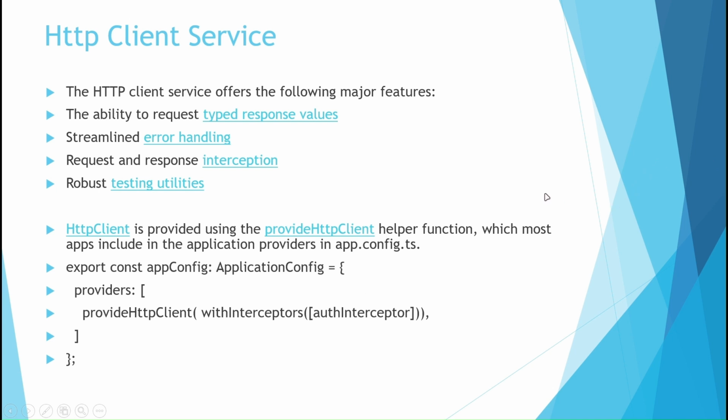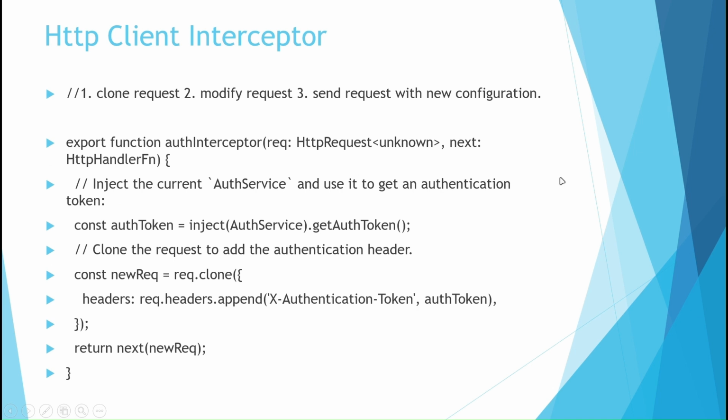The HttpClient service is also used for API calling, like we are using Axios in React. Also in React we are using Axios and interceptors. So we can use an HTTP client interceptor, and we can pass the token.